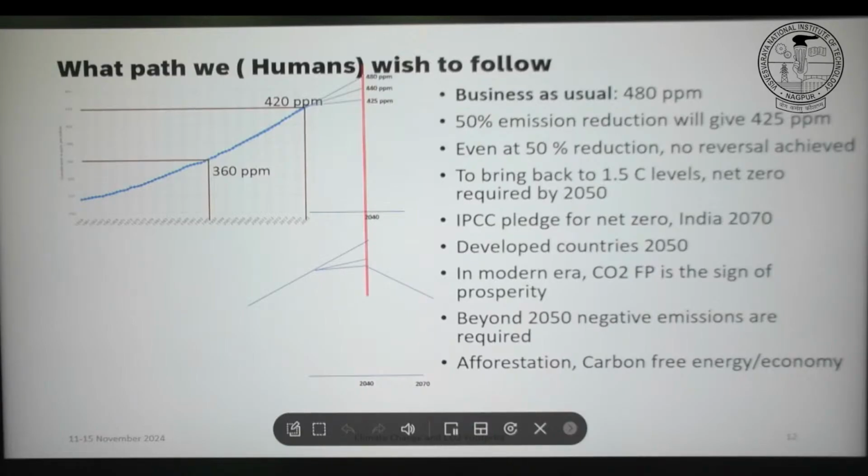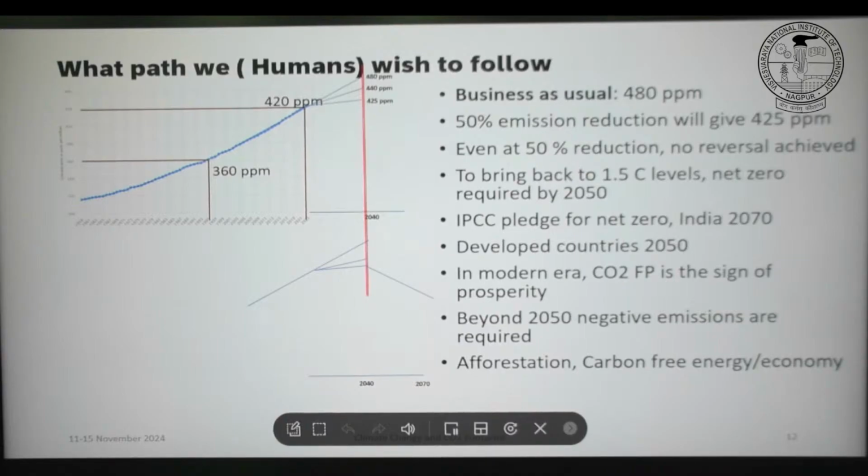In the Western world, they are even talking about how, even if we do go net zero by 2050, or let's say everybody by 2070, it will not reverse the damage which has already been done. So to reverse the damage, or to reduce the CO2 concentration in the atmosphere, we need to remove the CO2 from the atmosphere and put it back somewhere.